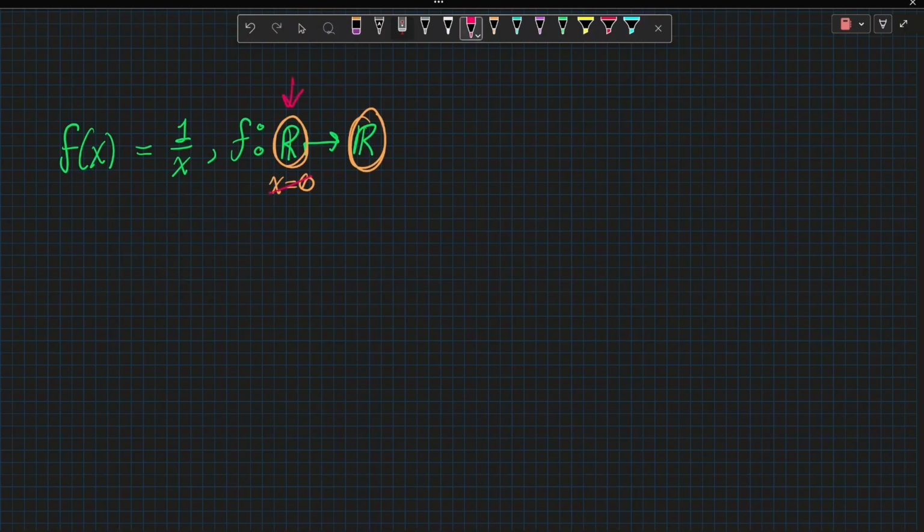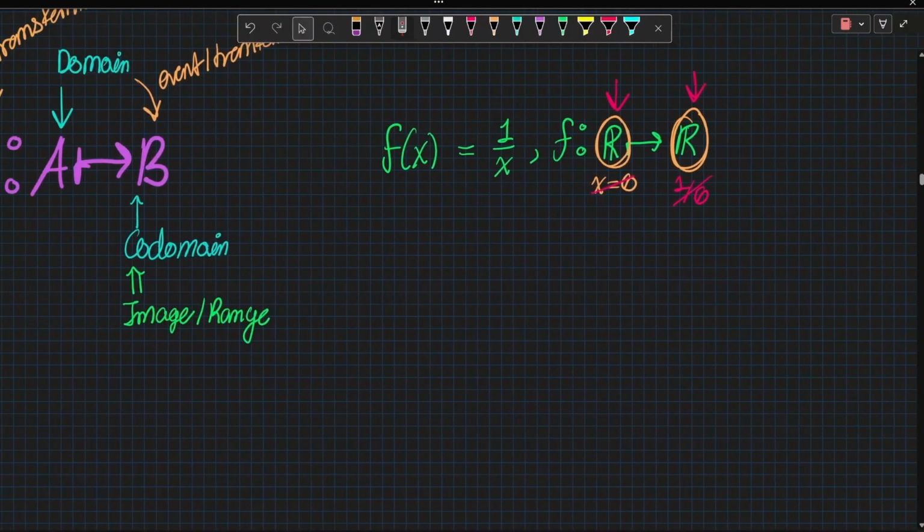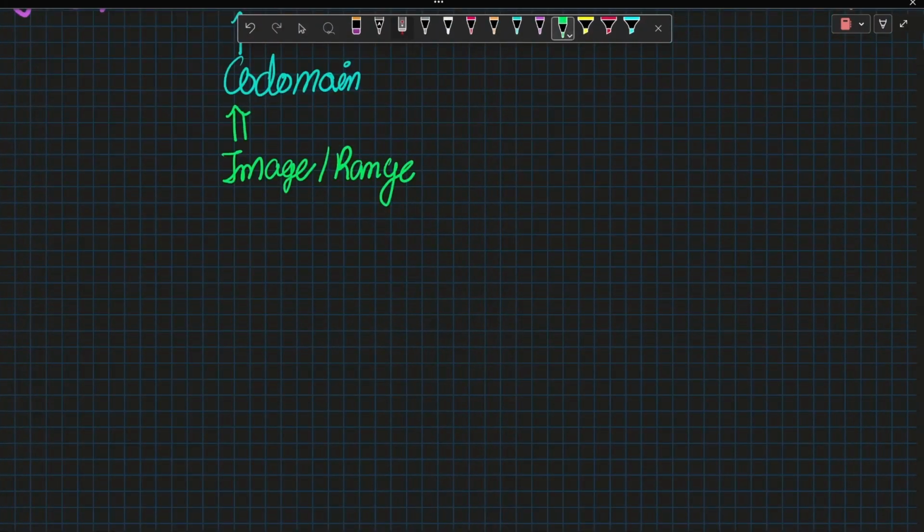Even though we define it as the domain, x equals 0 is not part of it. Thus, f at 0, or what we can call more clearly 1 over 0, is not part of our codomain, okay? And these actual values are defined by the image, okay? So we'll say these are the actual values, all right?